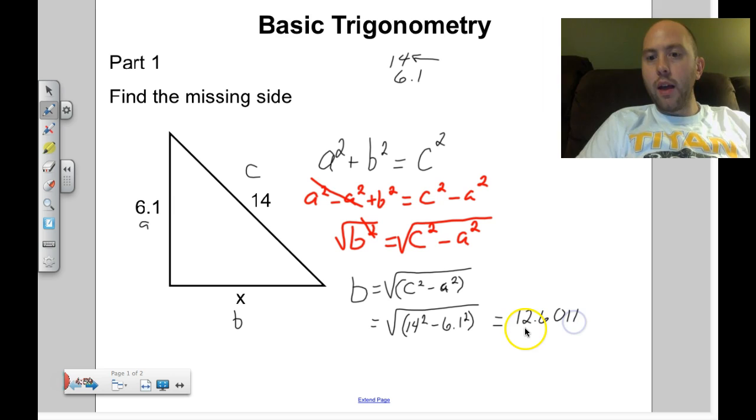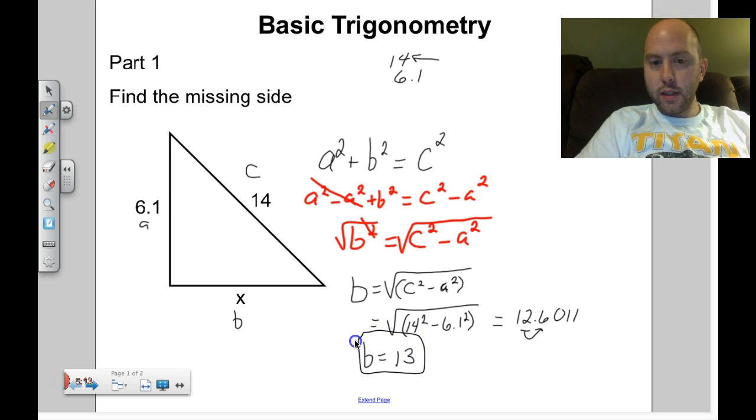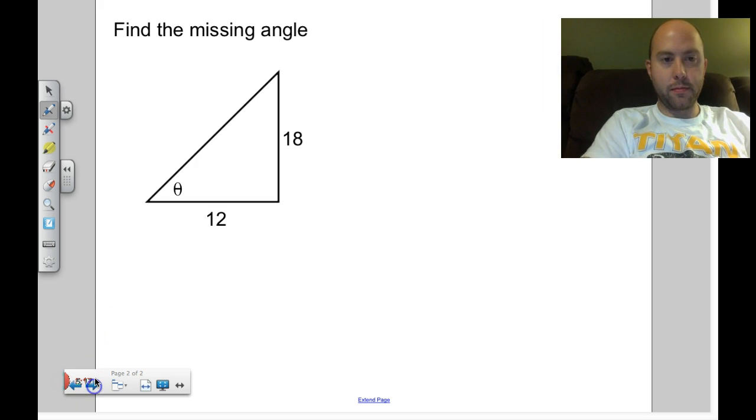12.601, I'll just say 1, 1. Since I want to round to the ones place, look at the number next to the 2. It's a 6, which tells me to round up, and that says make it 13. And there is my answer. Done with the first one. Let's move on to the second example.